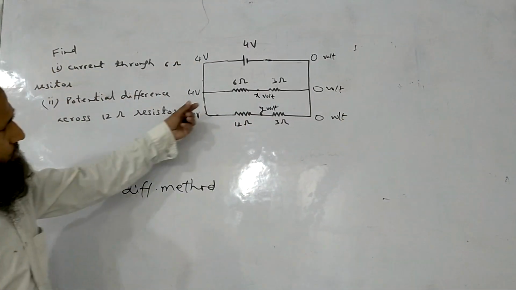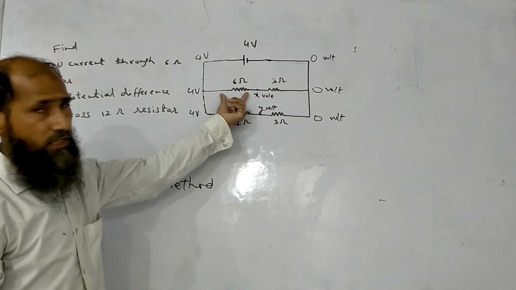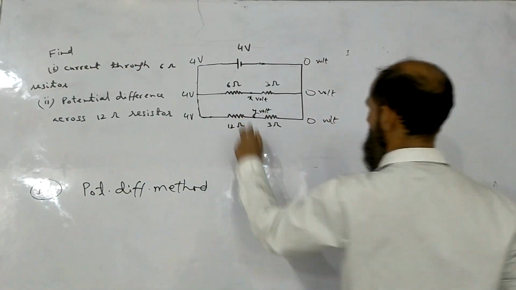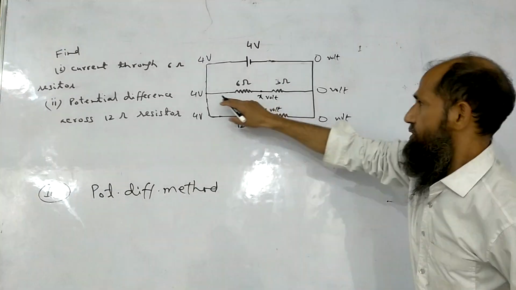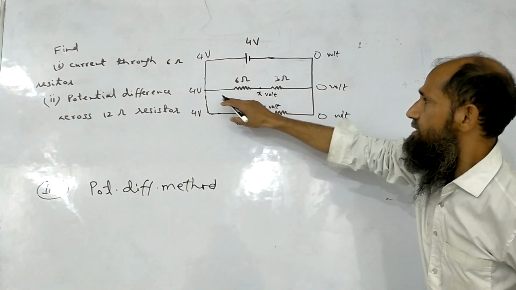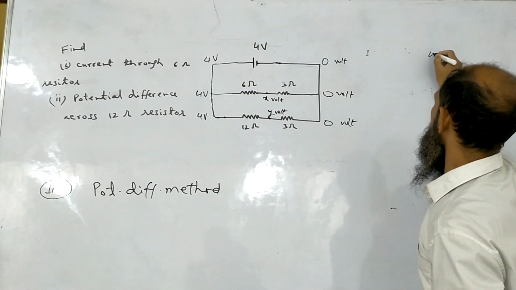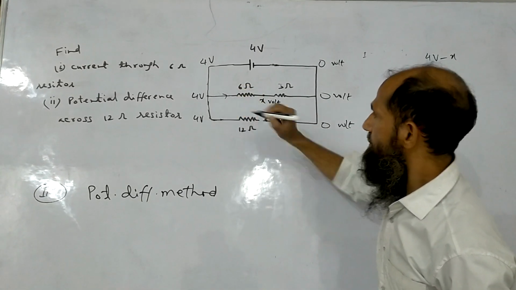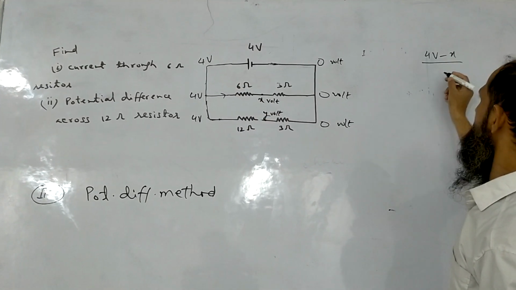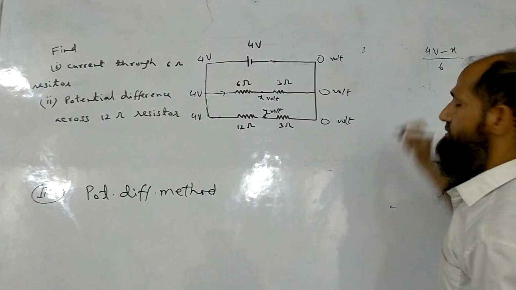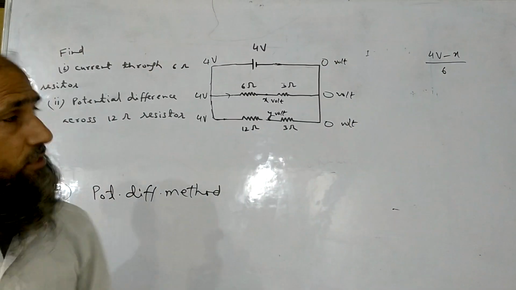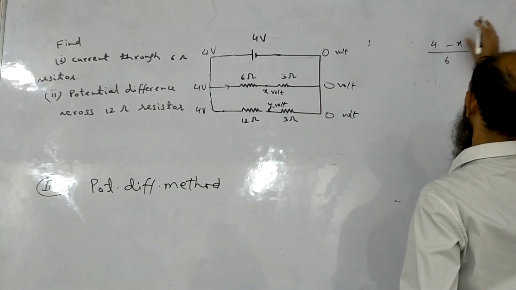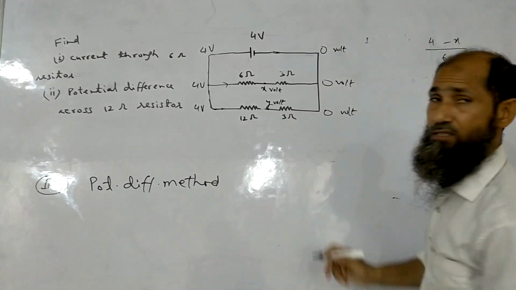Now see, the potential difference across this resistor will be I into R, right? Current we just don't know. So what will be the current? The potential difference across this resistor will be 4 volt minus X. So the current through this 6 ohm resistor must be equal to this potential difference divided by the resistance 6. Now the question is: why have we taken 4 minus X, why not X minus 4?